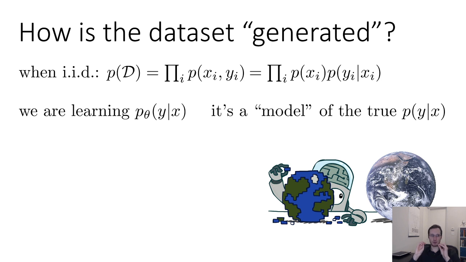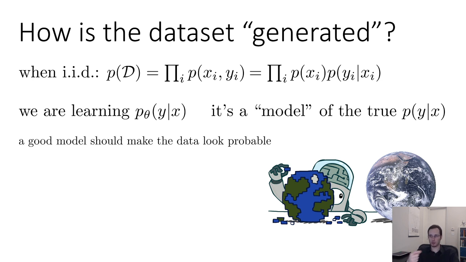So the thing that we're learning, p theta of y given x, is a model of the true p of y given x. So it's of course not the real process by which labels get associated with images. It's a model of that process, and we're going to try to get that model to be as accurate as possible. So a good model should make the data look probable. That's the basic principle we're going to be working with.